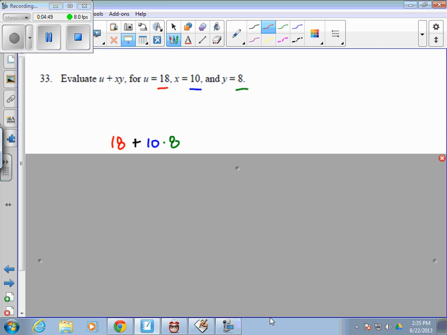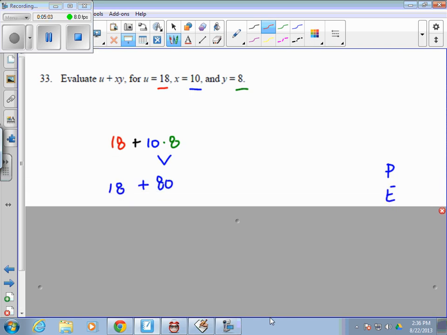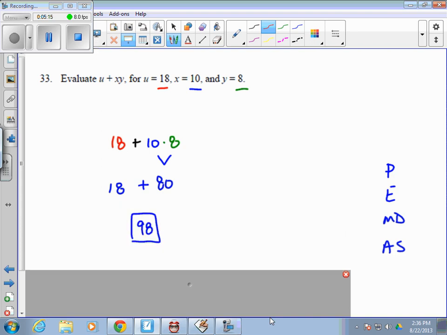33 says evaluate U plus XY, for U is 18, X is 10, and Y is 8. So in place of U, we'll plug in 18, plus in place of X, we plug in 10, times in place of Y, we plug in 8. You do multiplication first, because you have to do the order of operations, please excuse my dear Aunt Sally. You always do multiplication before you do addition. 10 times 8 is 80, and 18 plus 80 is 98.